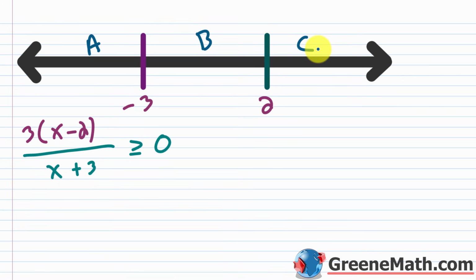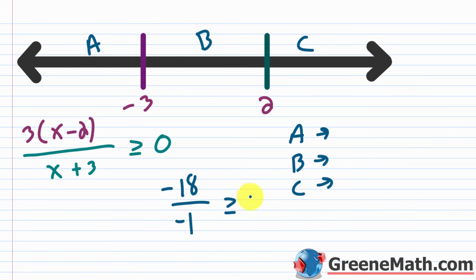So thinking about this, I'm going to start in A, and I'll just pick something like maybe -4. I think that'll be easy to work with. So negative 4 minus 2 is going to be negative 6. And then negative 6 times 3 is negative 18. This is over negative 4 plus 3, that's going to be negative 1. Now we know that a negative over a negative is a positive. So this is basically a positive 18 here. And of course, a positive is always greater than 0, or you can say 18 is greater than 0.